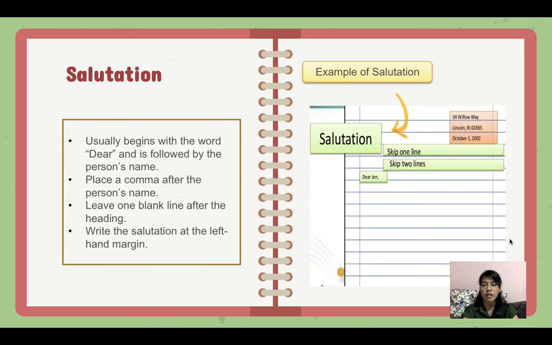So the salutation usually begins with the word dear. You can see dear in the example, and it's followed by the person's name. Dear Jen. Jen is the name, so dear followed by Jen. Place a comma after the person's name. You can see after Jen there is a comma, right? Dear Jen, comma.